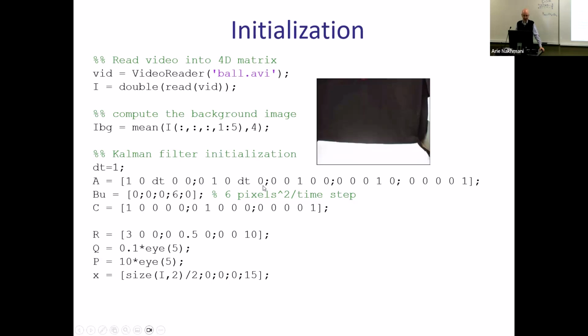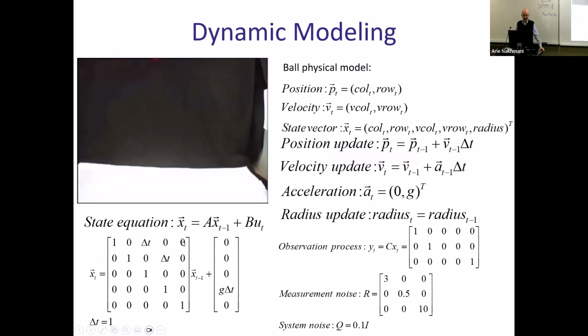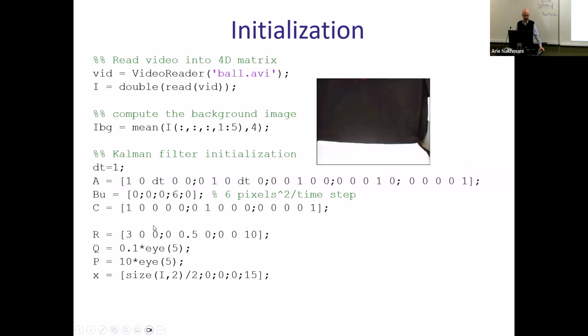And you're defining all these matrices that we defined before: R, Q. You're starting with some particular P, whatever it is, some big number. So you have big uncertainty, you can put 100, 1000, it doesn't matter where you start. The better guess you have, the faster it will converge.